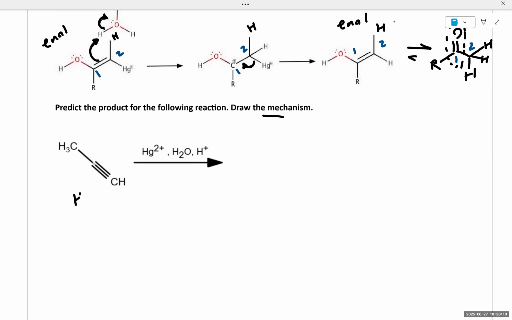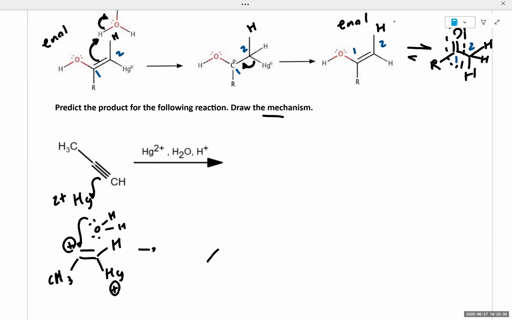So because we have mercury 2 plus, the alkyne will attack and coordinate to mercury 2 plus. That will in turn generate the most stable, most substituted vinyl cation, which then gets attacked by water. From here, we have some proton transfers to attend to, where first we deprotonate our alcohol.